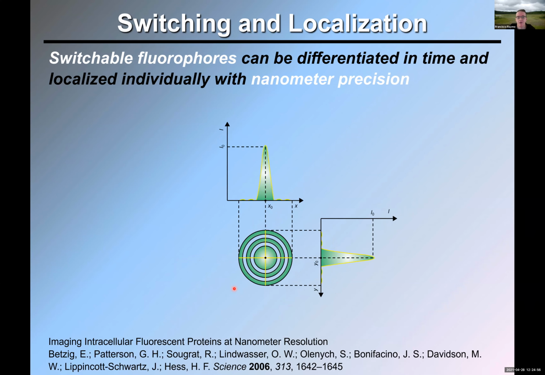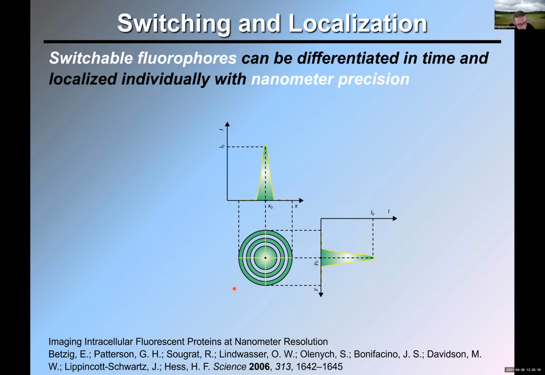And by doing this over and over, one fluorophore at a time, it is possible to localize the many fluorophores that are in the sample, even the ones that are close to each other, as long as they can be switched on and off at different times. So basically, he realized that closely spaced fluorophores can be separated in time.